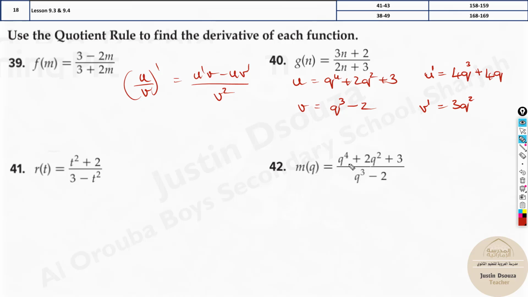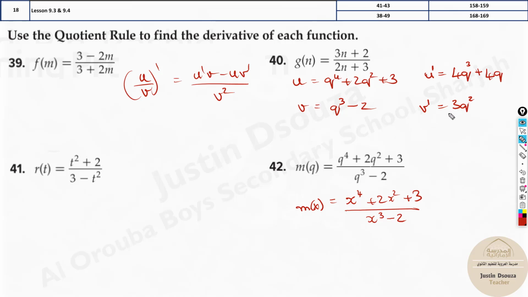Now sometimes if you're getting confused with q and all, you can just rewrite this question. Instead of q, you can write it as x to the power 4 plus 2x squared plus 3. You just change it to x, that is also fine. As long as you understand, whichever you're comfortable with, just go with it. Over here it will be m of x. Fine, your answer will be correct. But what you can do is, finally, whatever the answer is in terms of x, put it back to q. I will show in a while.